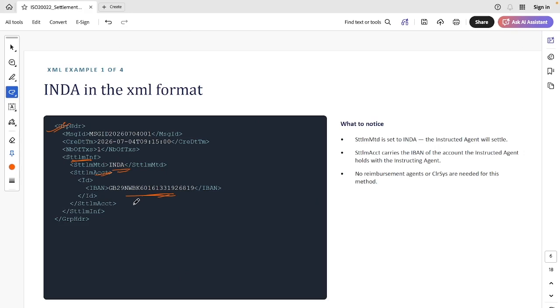The important point here is that we do not see any reimbursement agent in this XML structure. We also do not see any clearing system code, right? Why? Because INDA does not need a separate cover payment and does not require settlement through a clearing system. It is based on a direct account relationship between the two agents. So when you see the settlement method as INDA, you should immediately think the instructed agent's account with the instructing agent is being used for settlement.